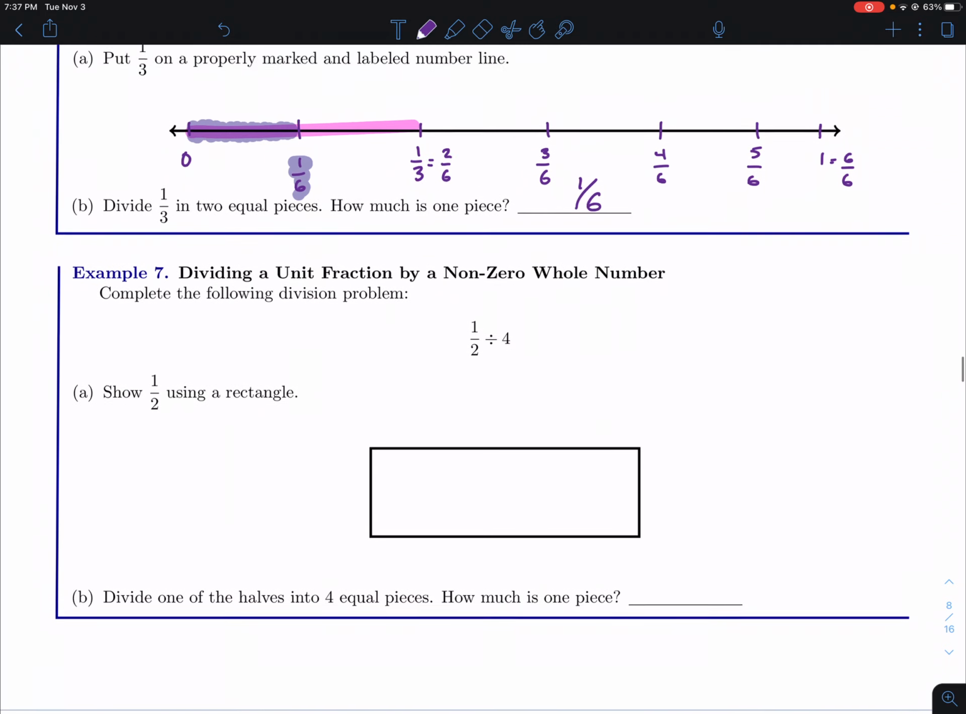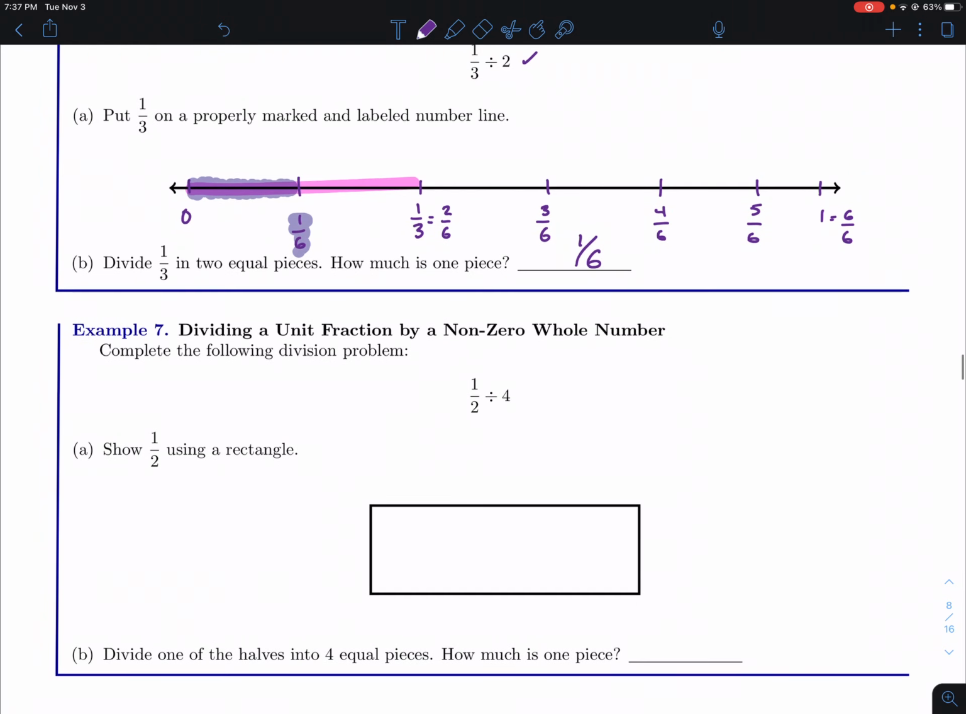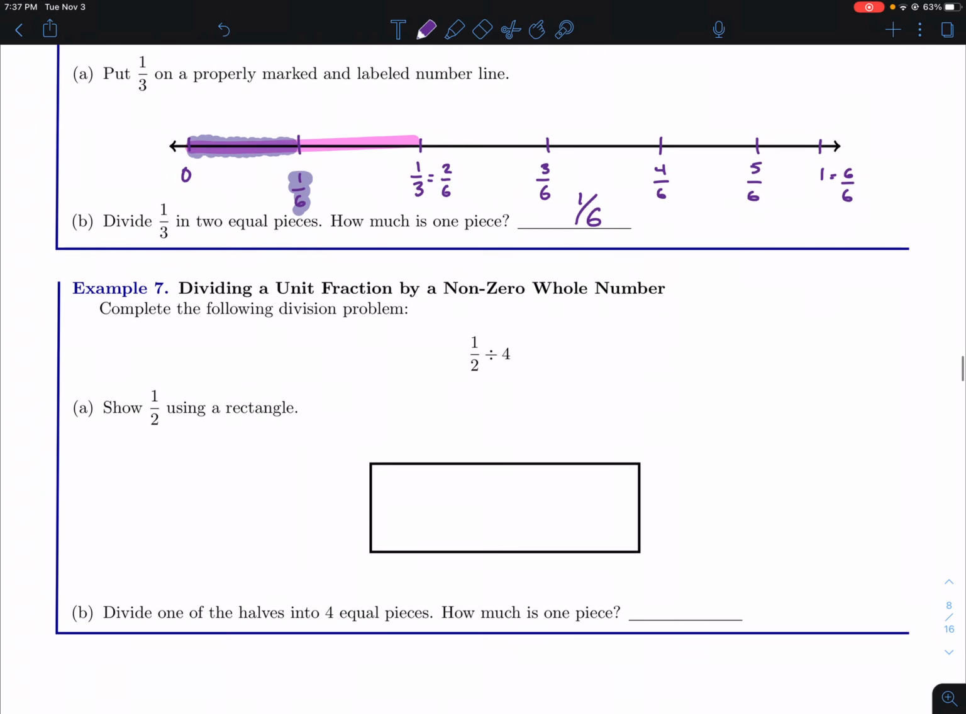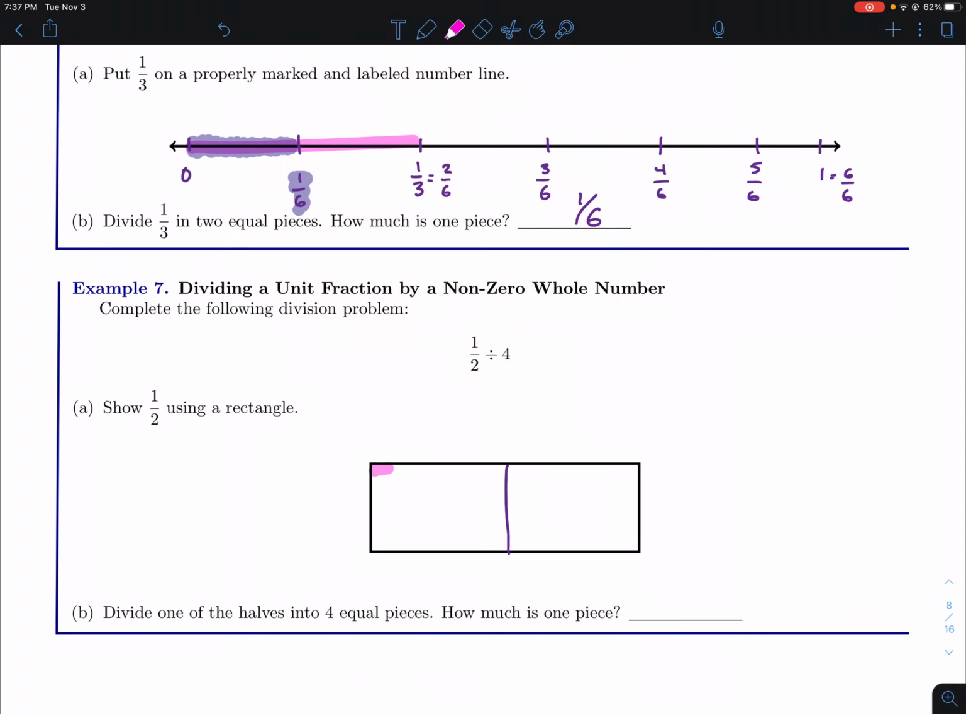All right, so let's do the same kind of idea, dividing a unit fraction by a non-zero whole number, but this time using a rectangle as our model. So in this case, first thing we want to do is show 1/2 using a rectangle. That means we just need to divide this in 2. And then again, I'm going to shade it, say pink. All right, so there's 1/2.